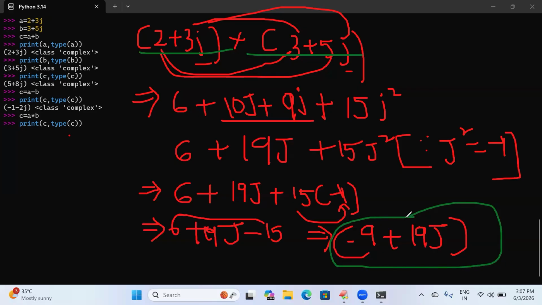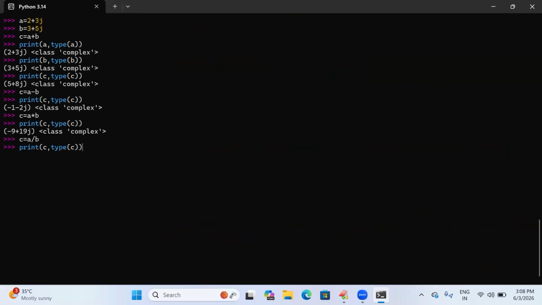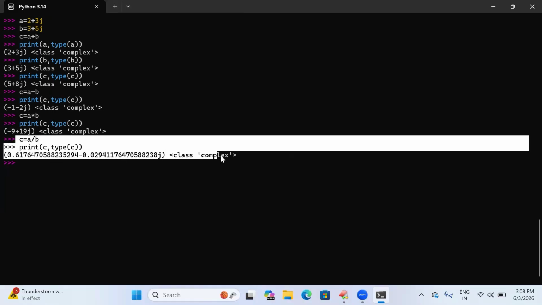Now we will see whether this is correct or wrong. Now I'm executing this one. I'm printing the C value. See here, minus 9 plus 19j. See here, minus 9 plus 19j comes under complex type. So like this, we can do the multiplication of two complex values also. Here A divided by B, I'm printing C also. Same as multiplication, we can do the division of two complex values.